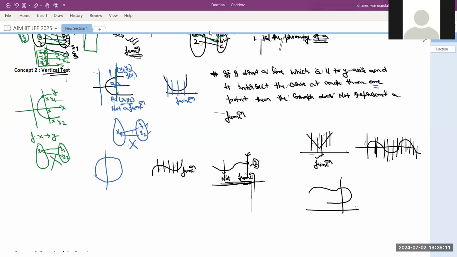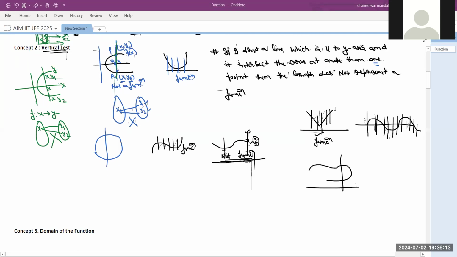Sir, then the parabola does not intersect, sir. Yeah. So how may it be a function, sir? See, this is not a function. There are two types of parabola. This parabola is not a function, but this parabola is a function. Sir, that second parabola, sir. Okay, let me take one example.